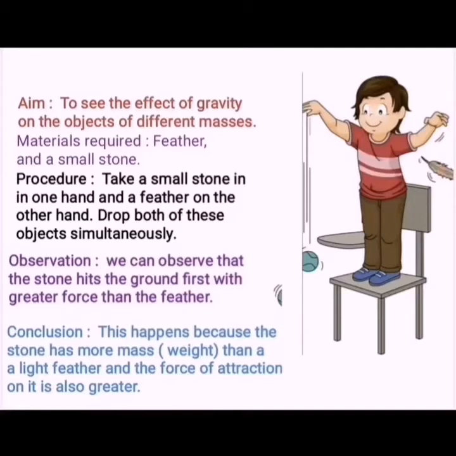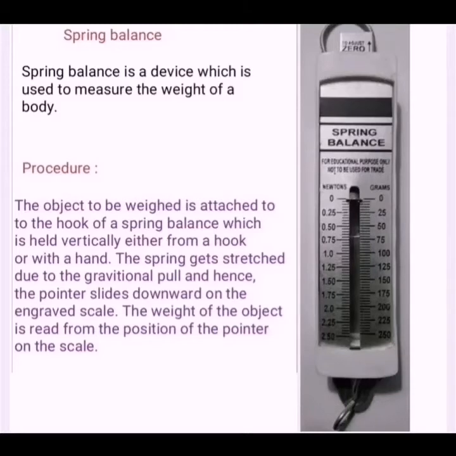Conclusion: this happens because the stone has more mass than the lighter feather, and the force of attraction on it is also greater. Spring balance. A spring balance is a device which is used to measure the weight of a body.